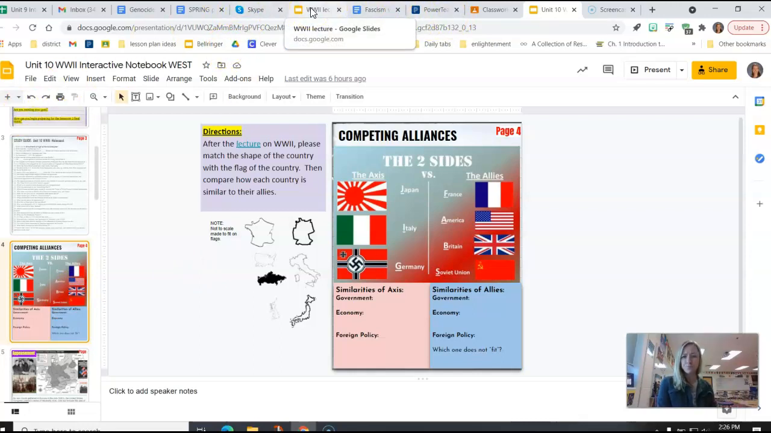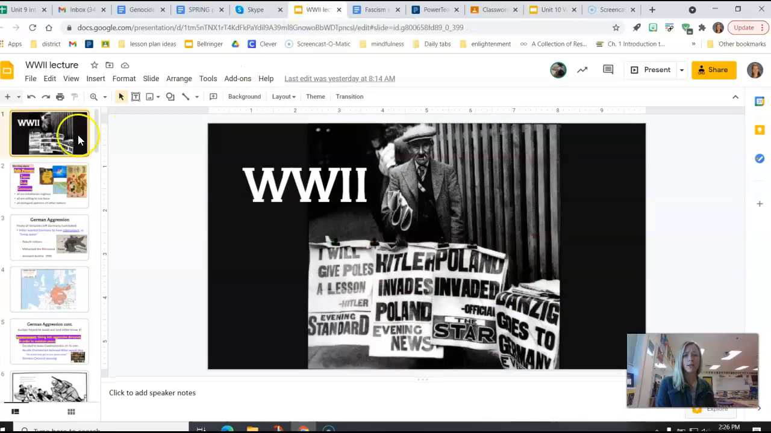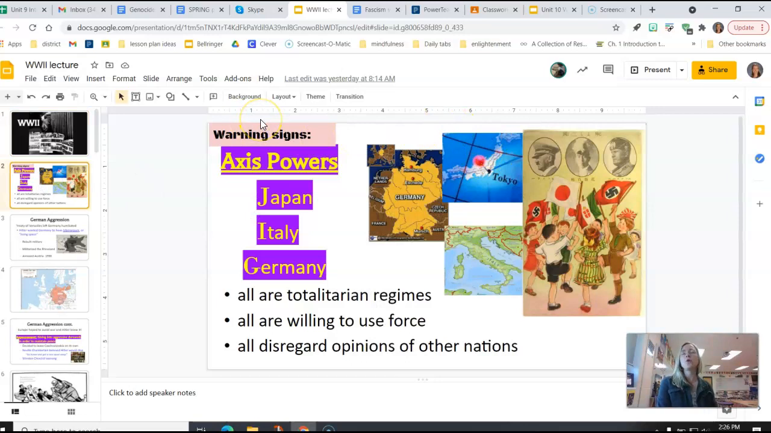When we look at this, it helps to take a look at our lecture and remember that the war didn't just happen all of a sudden, where you wake up and it's World War II. There were warning signs. One of the major warning signs was the Axis powers being created. And if you remember, alliances was one of our main causes, militarism, alliances, imperialism, nationalism, for World War I, and yet here we are, we see alliances again.